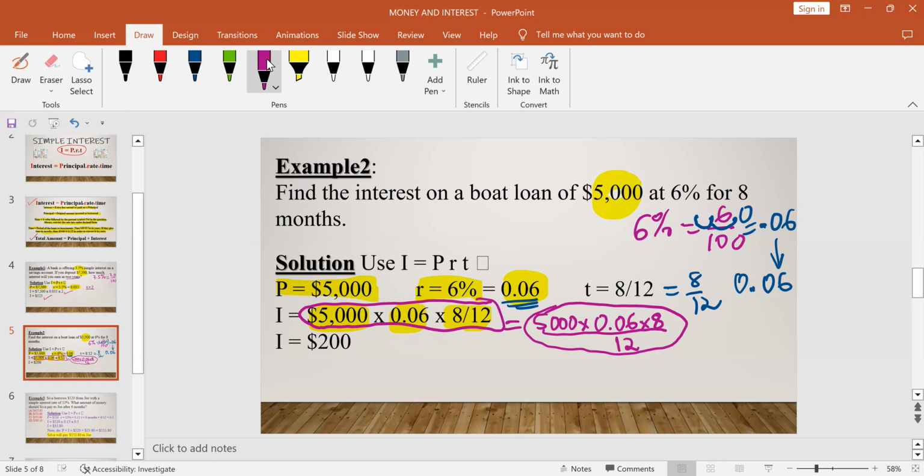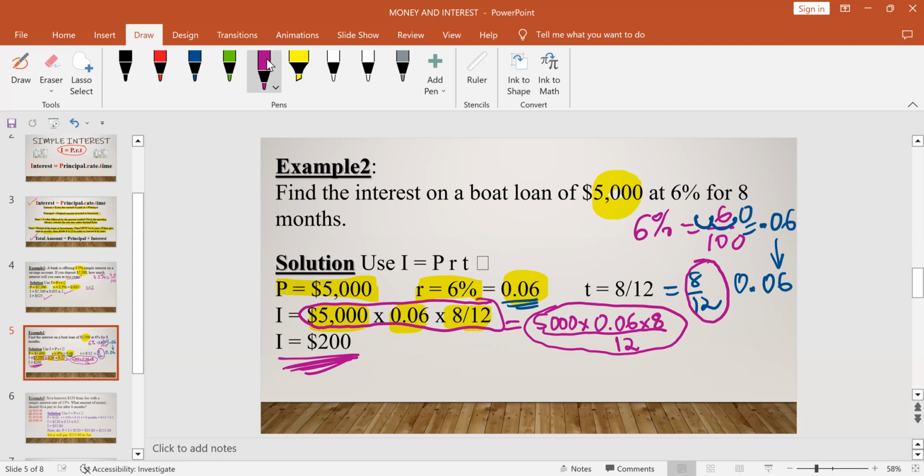Or if we don't want to do it like that, it's not a problem. You can change 8 divided by 12 to decimal, which is to use a calculator. When you get the decimal form, you multiply by the 5,000 and the 0.06. Okay, you can do that, but it's more calculation. So what you have to do, just take the 5,000, multiply by 0.06, and then multiply by 8. The result you divide by 12. Yes, that's math. So the answer is $200.